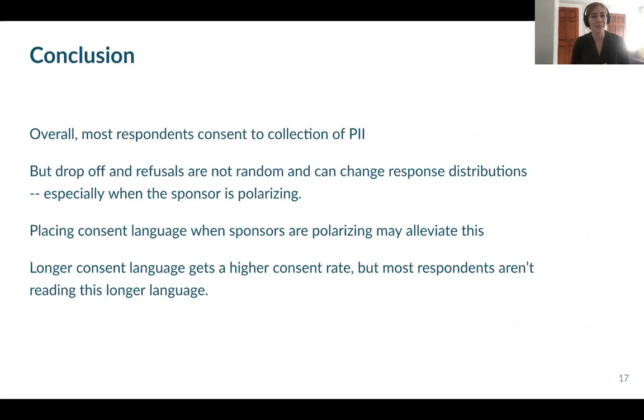So finally, just wrapping up. Overall, most respondents did consent to the collection of PII, but drop-offs and refusals are not random, and they can impact the distribution of survey responses in really important ways, especially when that sponsor is polarizing, and it may bias your survey estimates. Placing consent language at the beginning, when you have polarizing sponsors, can help fix this. Longer consent language does get a higher consent rate, but most respondents aren't reading this longer language. So whether it's ethical or not is on you. That's an individual decision to make.